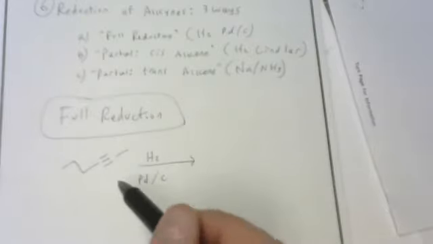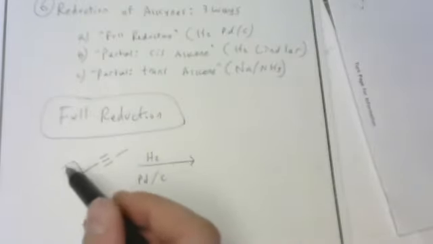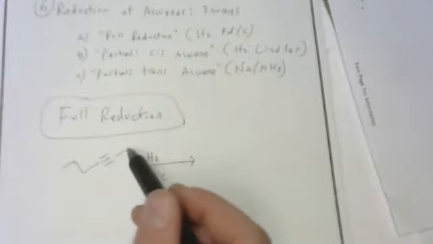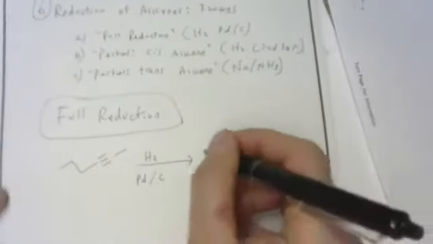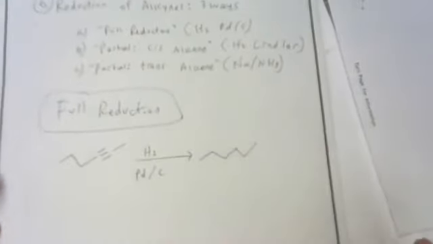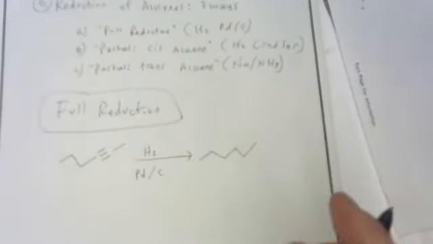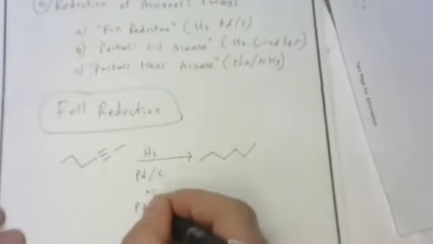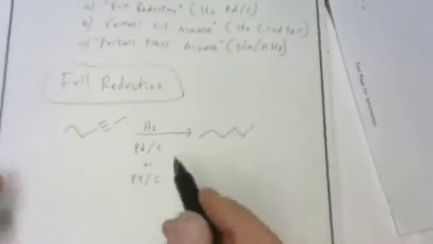Okay, how many carbons will we have in the end? We have 1, 2, 3, 4, 5, 6 carbons in. Should have 6 carbons out. And it just makes hexane, right? You can also use platinum, Pt over C, palladium, platinum.